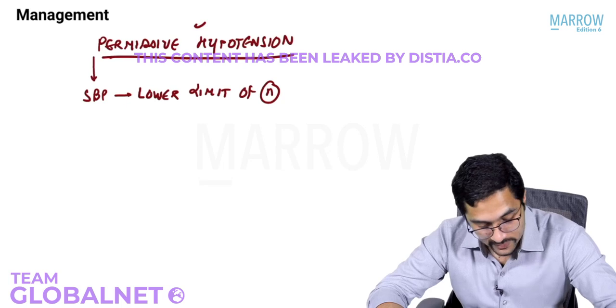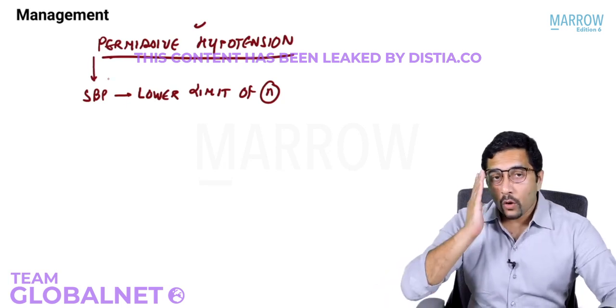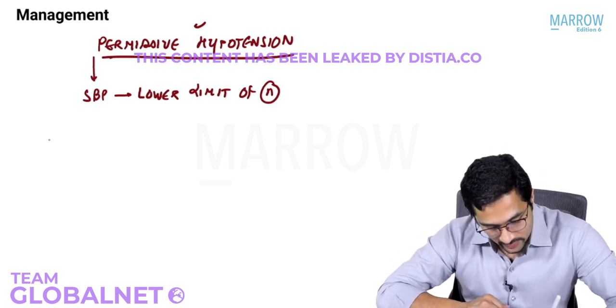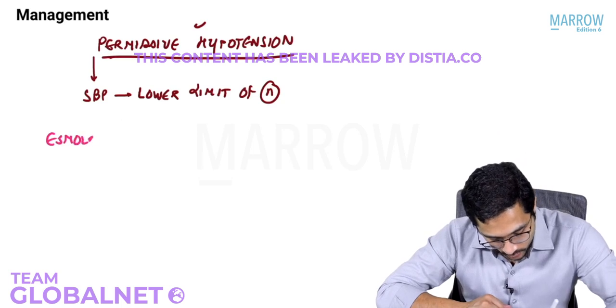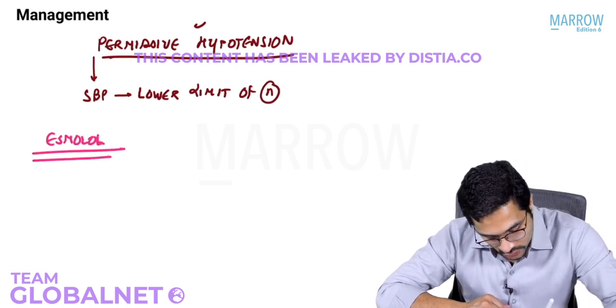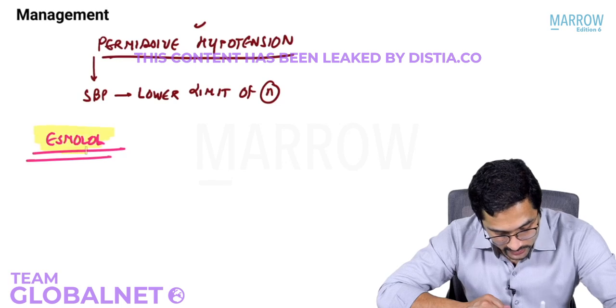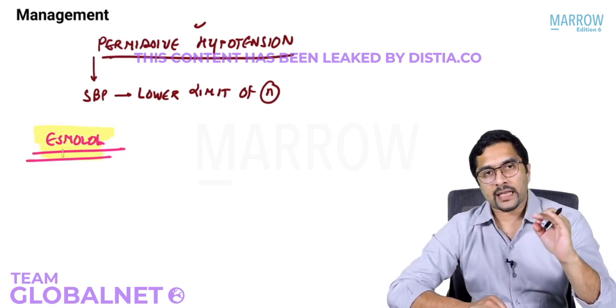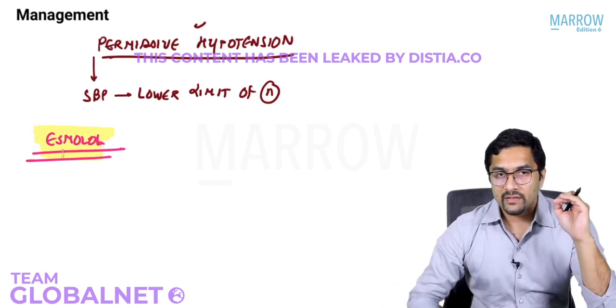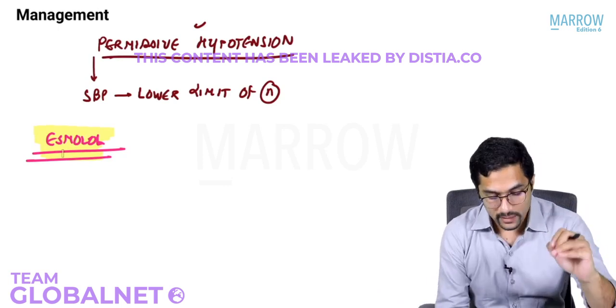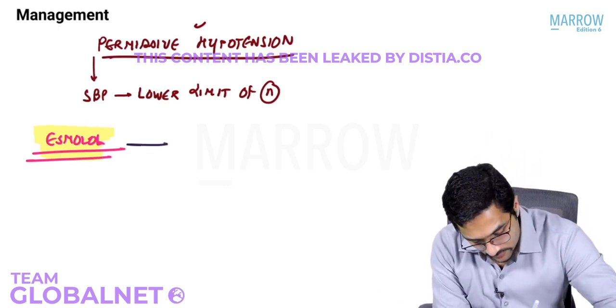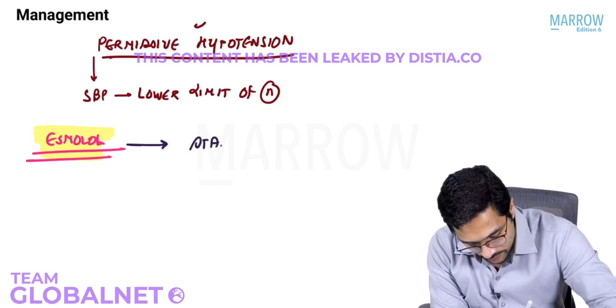And that is called permissive hypotension, which is why in all patients with aortic dissection, we first give esmolol. Esmolol is a short-acting beta blocker. This has been asked many times in the exam. So the first treatment is we give esmolol, which is a short-acting beta blocker, and we will stabilize the patient.